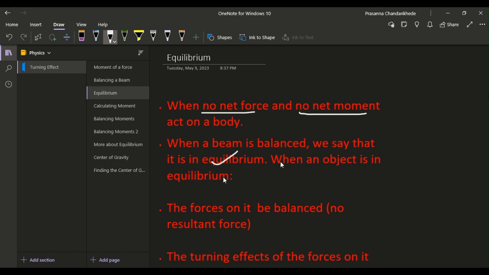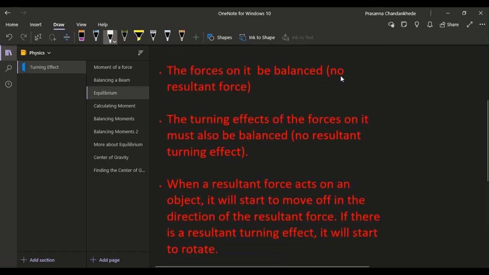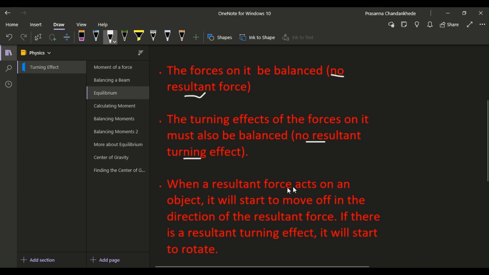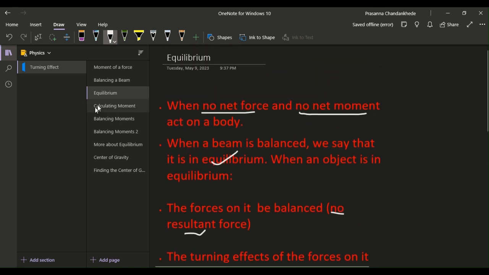When an object is in equilibrium, the forces on it must be balanced, which means there should be no resultant force. The turning effect of the forces on it must also be balanced, so that means no resultant turning effect as well. When a resultant force acts on an object, it will start to move off in the direction of the resultant force. If there is a resultant turning effect, it will start to rotate. Okay, I think it makes sense. Let's go on to the next point.